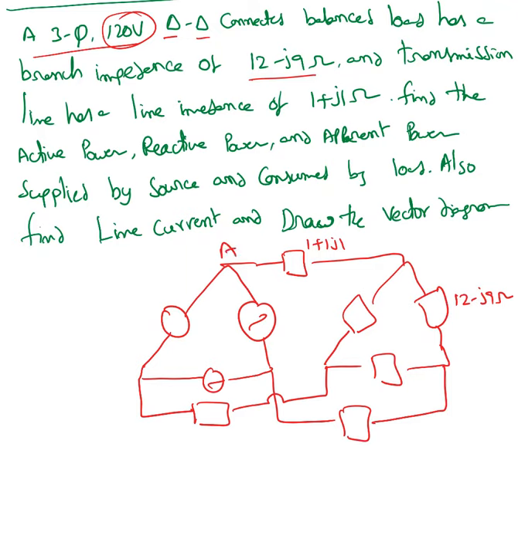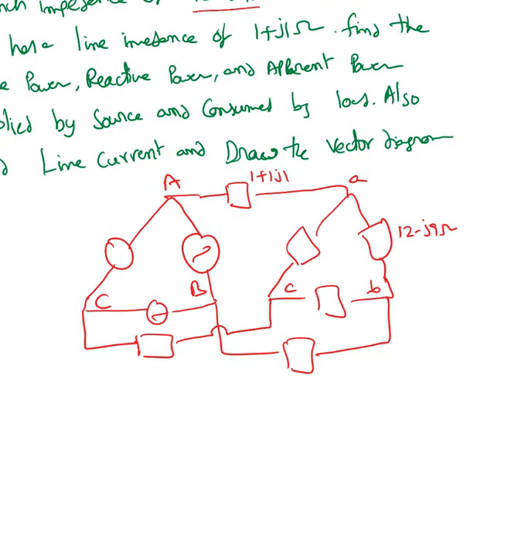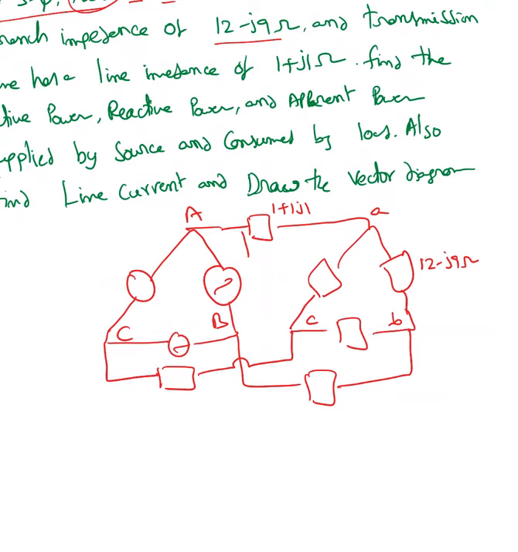Okay, so that's A, B, C, A, B, C. Now the given voltage, as I mentioned, it's always line to line. So the given voltage value is 120 at an angle of 0, right there. Now find the power: active power, reactive power, apparent power supplied by the source and consumed by the load.